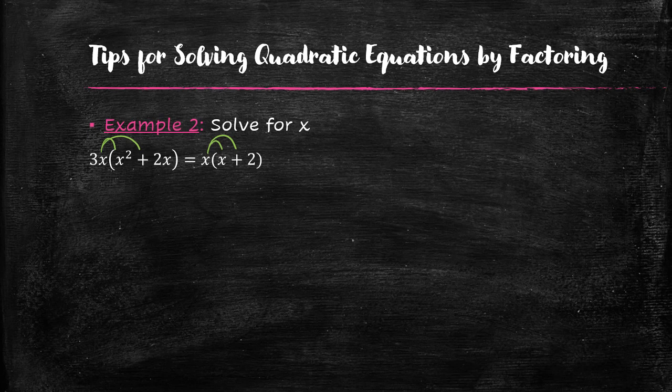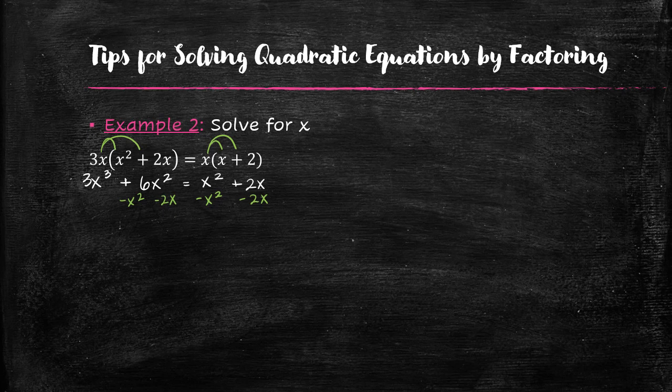So once we distribute, we'll end up with 3x cubed, 3x times x squared. All of a sudden we've got a cubed involved, plus 6x squared, and that's equal to x squared plus 2x. Okay, so maybe now I'll actually go ahead and set this equal to 0. So that's going to involve subtracting x squared from both sides and subtracting 2x from both sides. So I'm going to do that all at once.